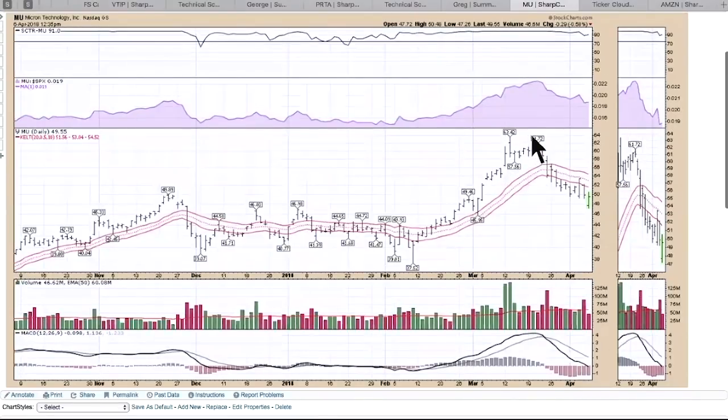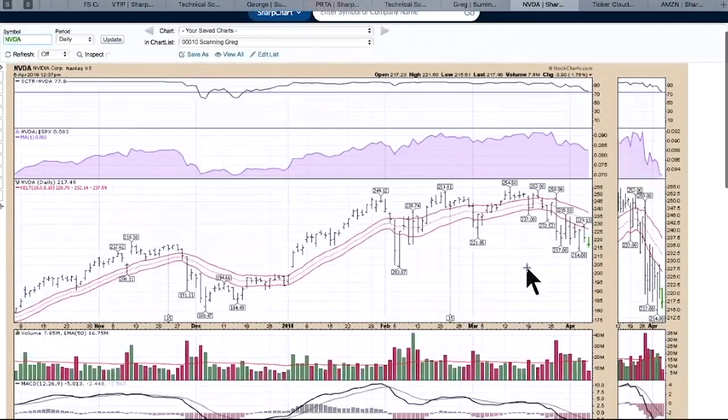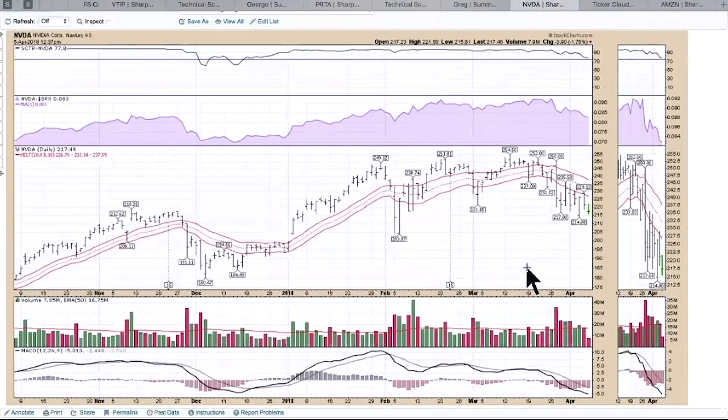We keep talking about Nvidia, and everybody wants to know about Nvidia. I think it's been on the watch list every day this week for stocks to talk about, but it continues to sit under this flypaper channel.